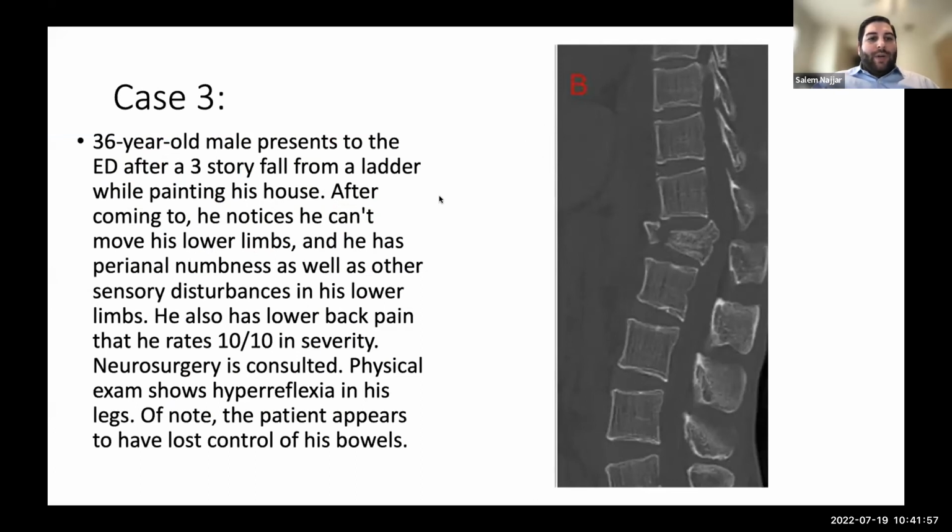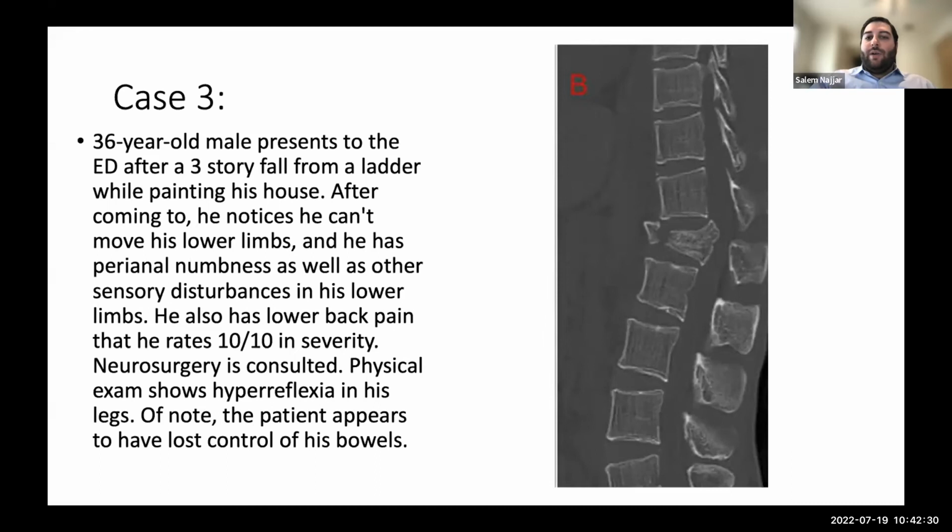So case 3, this is a 36-year-old male presenting to the ED after a 3-story fall from a ladder while painting his house. This is a very common situation that you'll see in the emergency department. After coming to, he notices he can't move his lower limbs, and he has perianal numbness as well as other sensory disturbances in his lower limbs. He also has lower back pain that he rates 10 out of 10 in severity. Neurosurgery is consulted, and physical exam shows hyperreflexia in his legs. Of note, the patient appears to have lost control of his bowels.